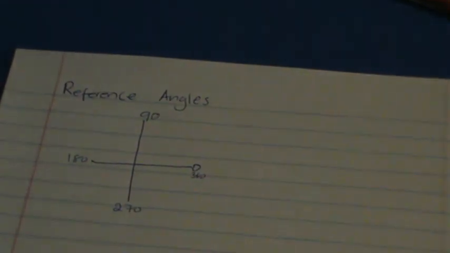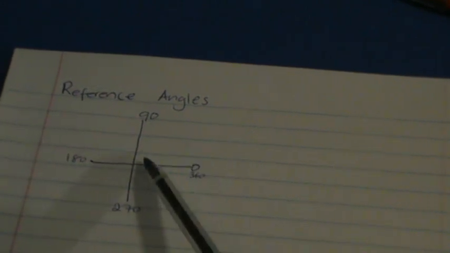So you have your quadrants like this. This is the first quadrant, second quadrant, third quadrant, and the fourth quadrant. The first quadrant, 0 to 90. The second quadrant, 90 to 180. And then 180 to 270. And then from 270, you go to 360, or you're back at 0. So any angle in this quadrant can be a reference angle.